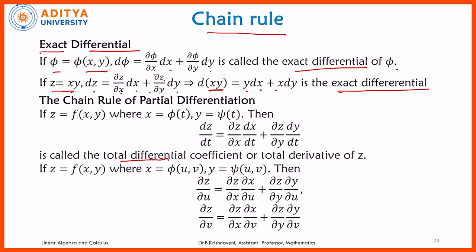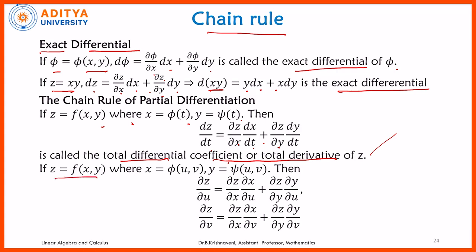So now let's move to chain rule. First let's know what is meant by total derivative or total differential coefficient. Now again take z is equal to f of x comma y, where x is equal to phi of t, y is equal to psi of t. Then dz/dt is equal to ∂z/∂x into dx/dt plus ∂z/∂y into dy/dt. We call this the total differential coefficient or total derivative of z.